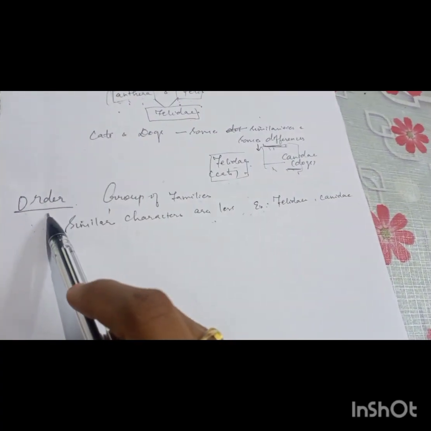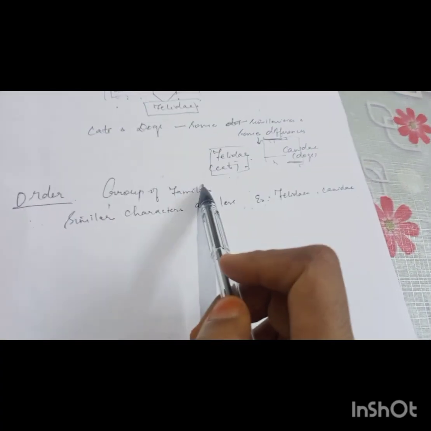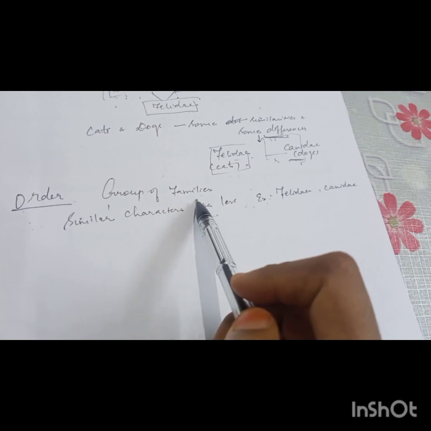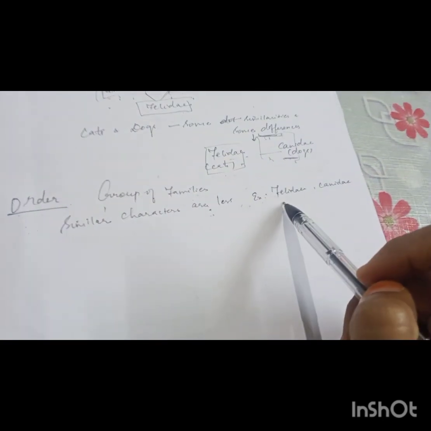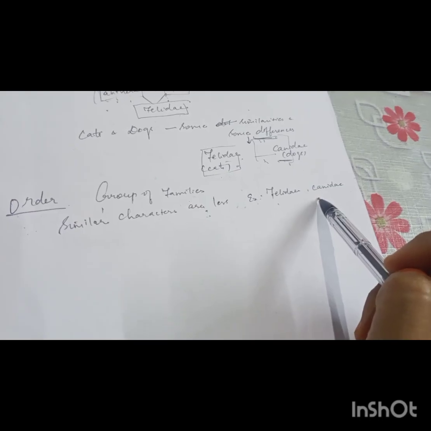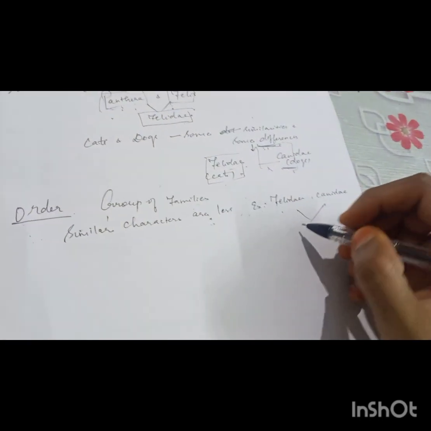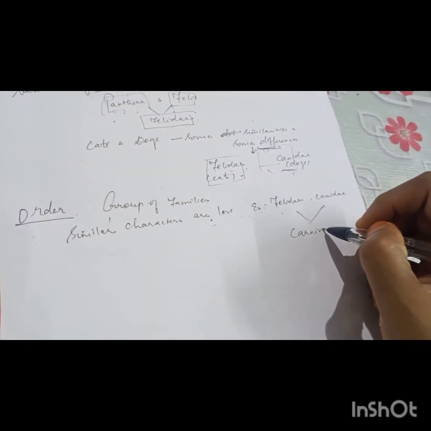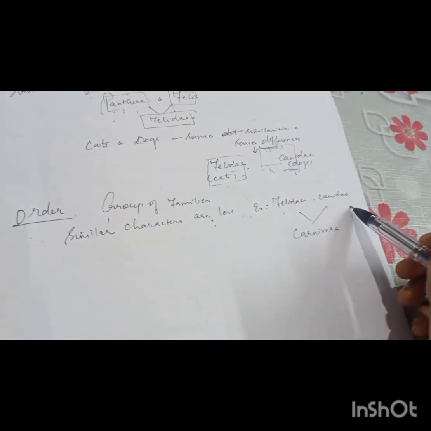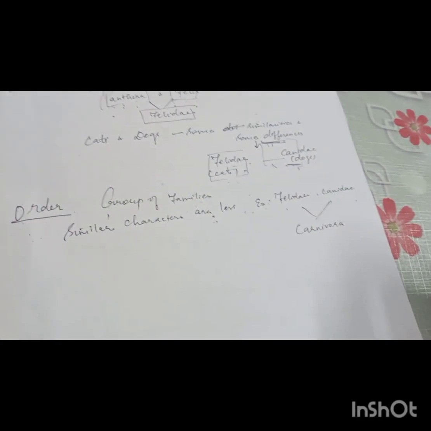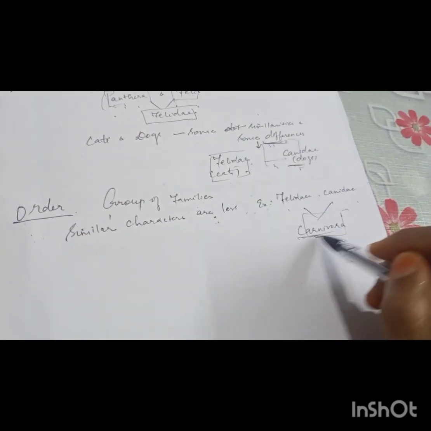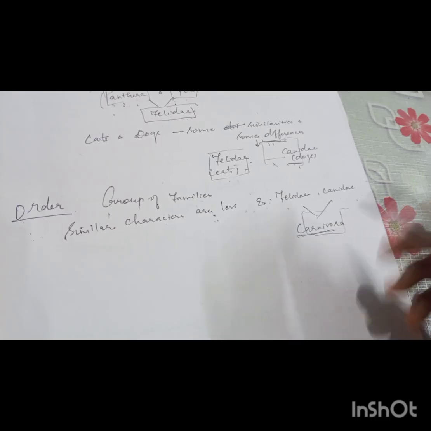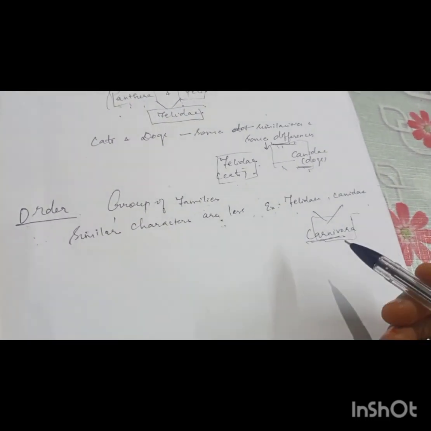The next higher level is the order. Order includes a group of families. So when compared to families, the similar characters will be less. For example, Felidae and Canidae are grouped together in an order Carnivora. We know they are different. Both cats and dogs are different, and their similar characters are very, very less, but they are grouped under an order Carnivora for the few similar characters among them.